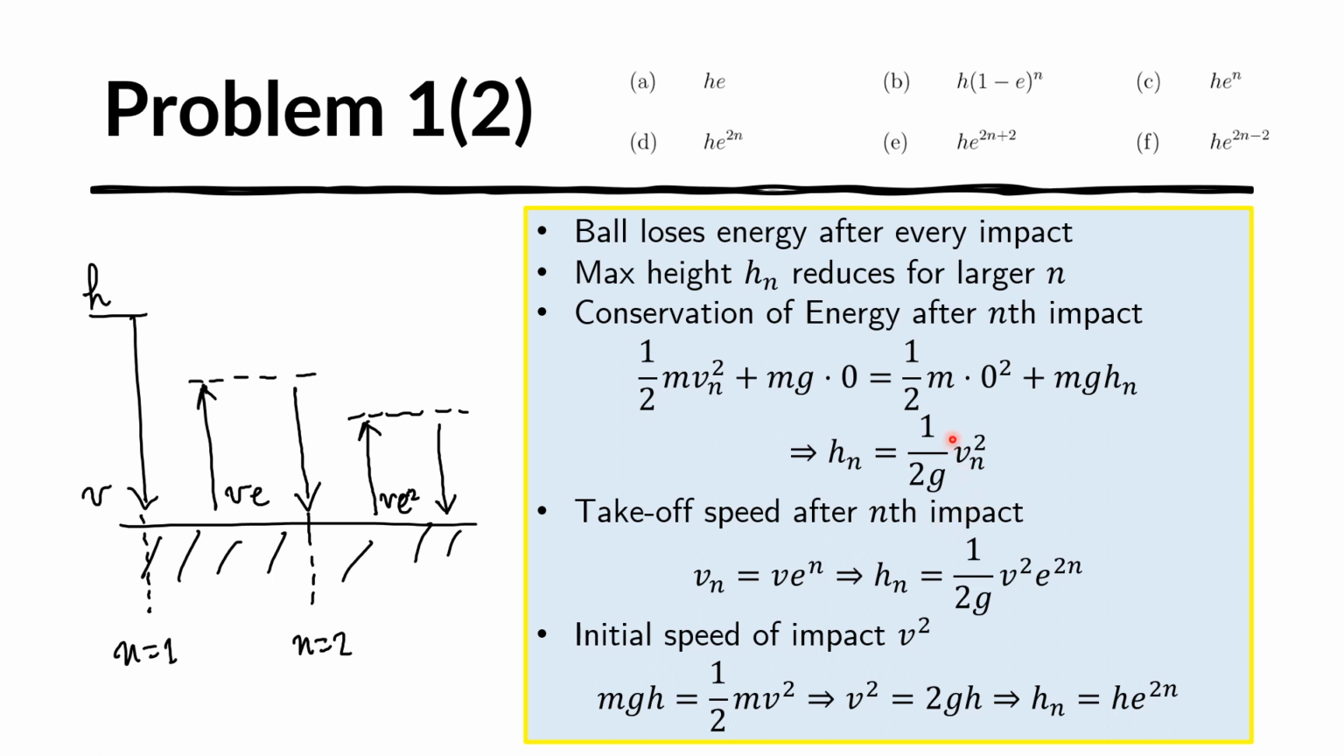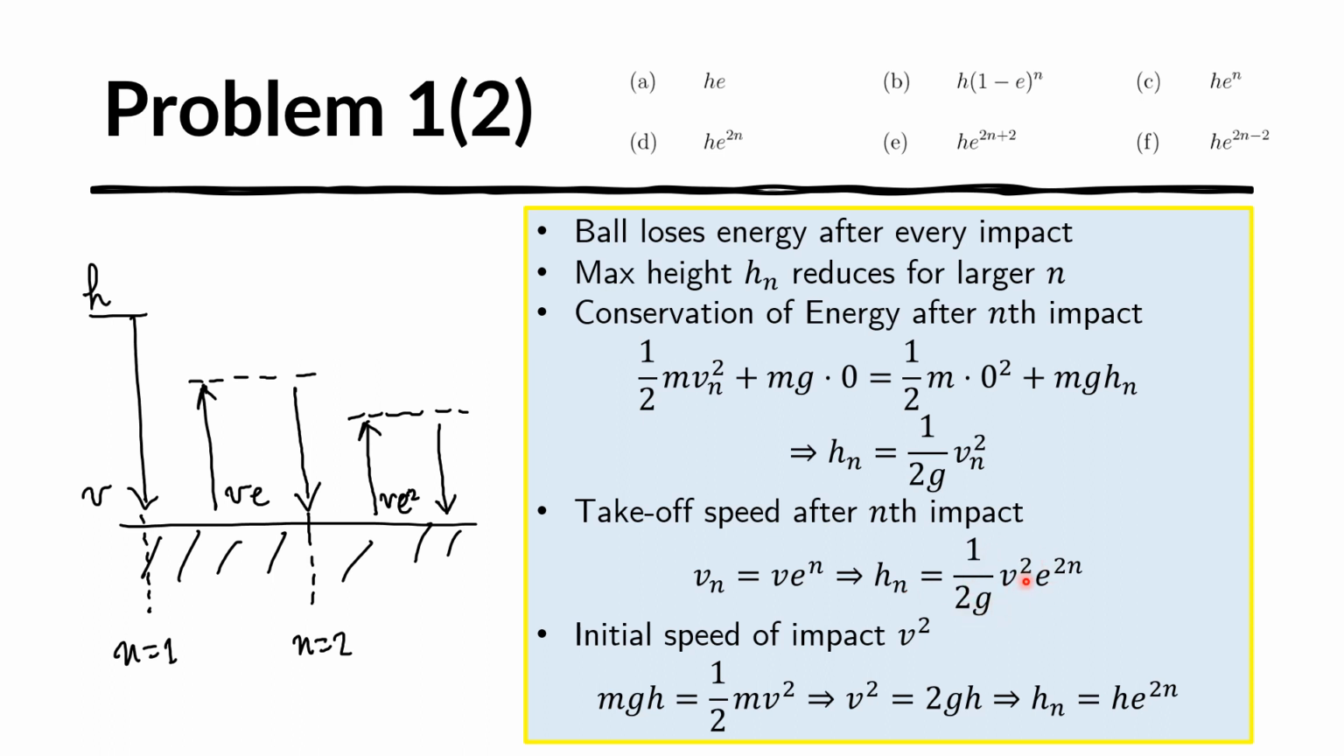Now we just need to find v sub n, which is the speed of the ball right after the nth impact. That takeoff speed after the nth impact is calculable using this expression here, because right after the nth impact, we multiply it with how many e's? We multiply it with n e's. And so we have e to the n here, and that's from the pattern here. And then we just substitute this bit here into here, and this is what we get.